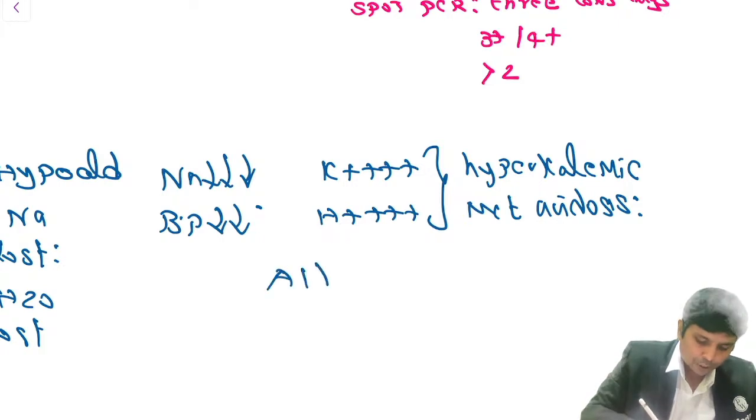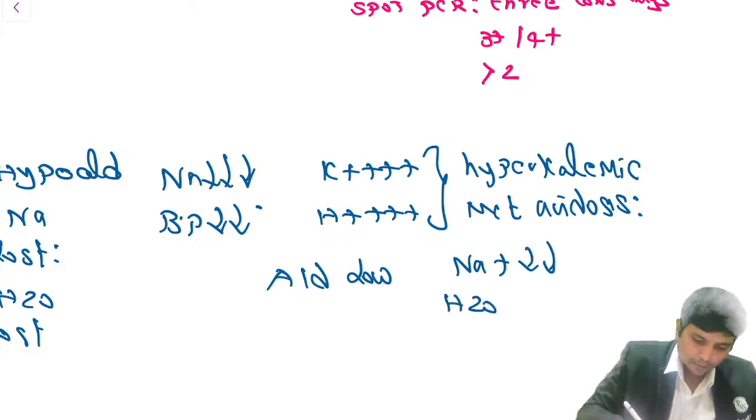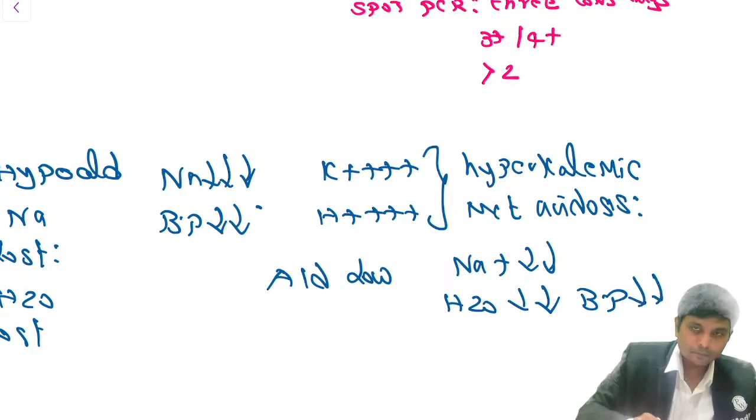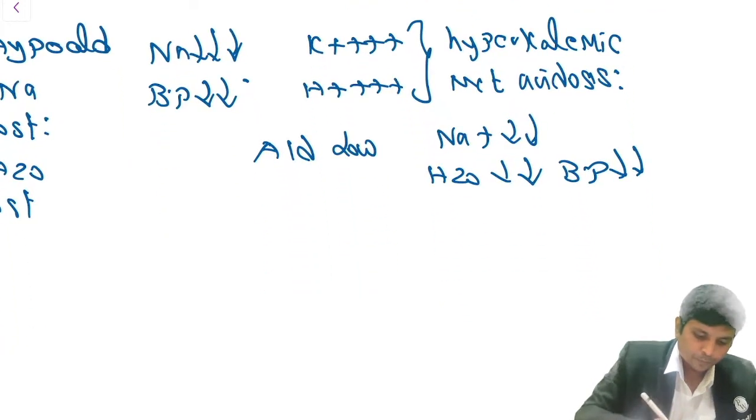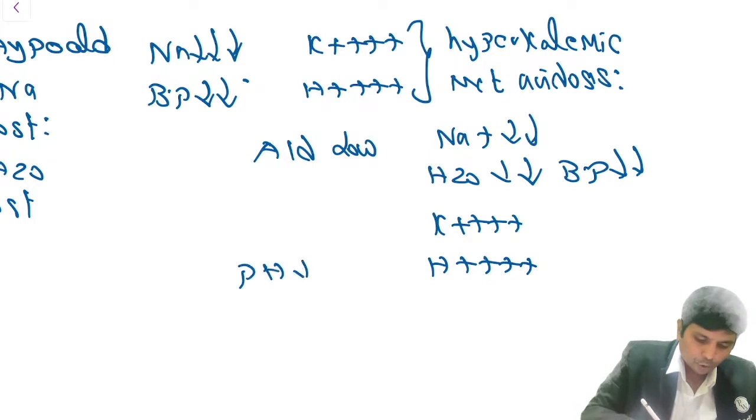So when aldosterone is low, sodium will be low, water will be low, or else I can say BP will be low, potassium will be high, and hydrogen will be high. So pH will be low, in the acidotic range. pH will be less than 7.35.